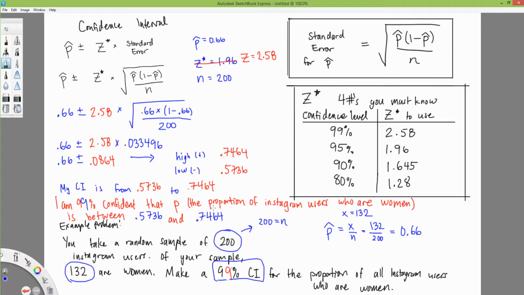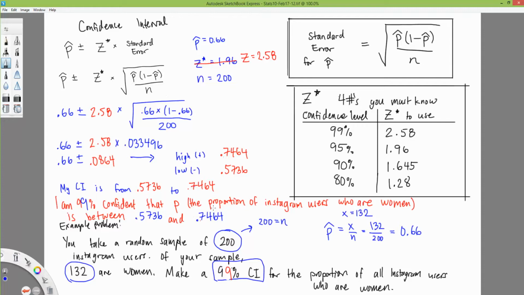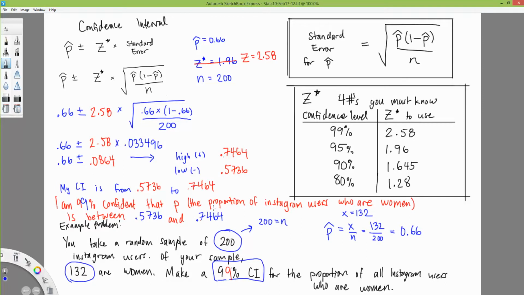What changed? How does this interval compare to the other interval? It's wider, right? My margin of error before was give or take 0.066, and now it's give or take 0.0864. And so the trade-off is if you want to be more confident about your interval containing the true value of p, you've got to make it wider.